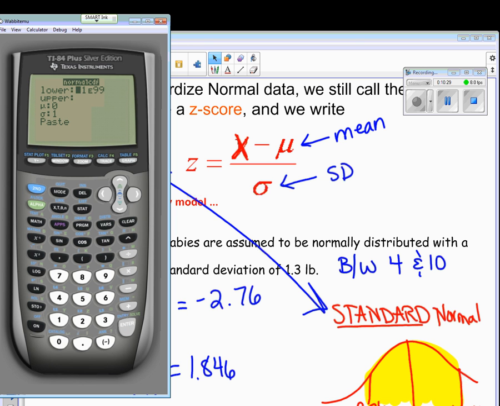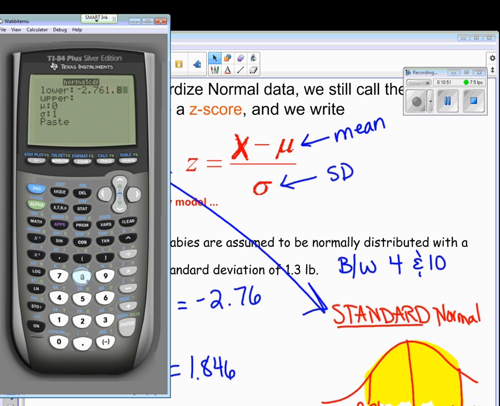Now, what two values am I between? What were my z-scores? Negative 2.76 is my lower bound. Look at where we shaded. Lower just means the left side. Upper will mean the right side of what I shaded. What's the right side of where we shaded?